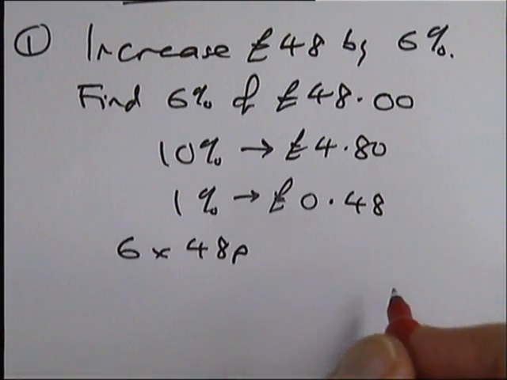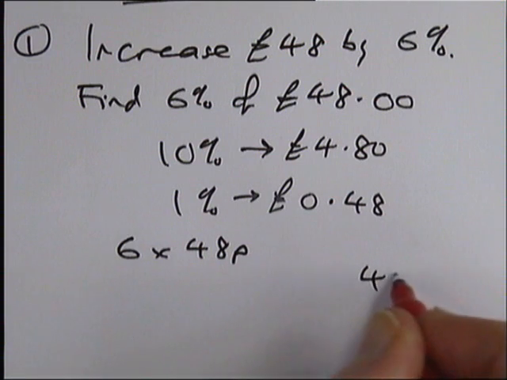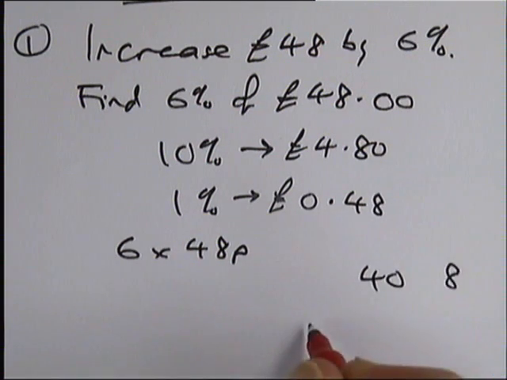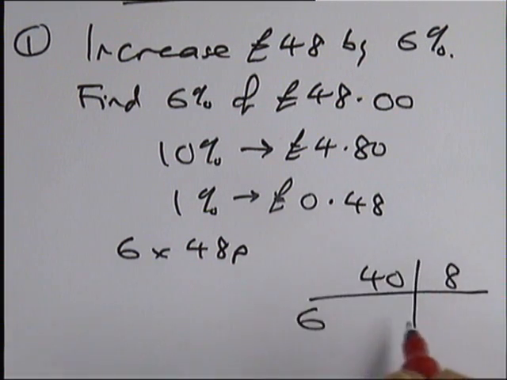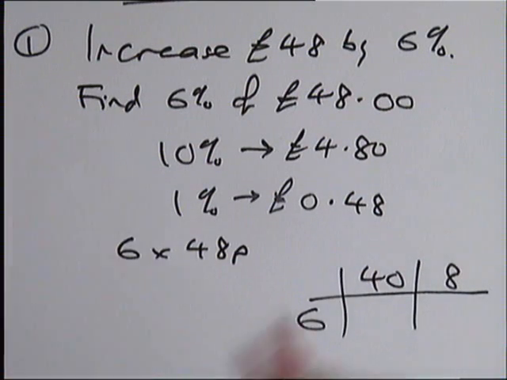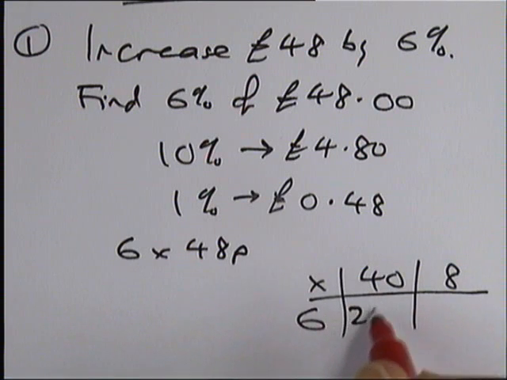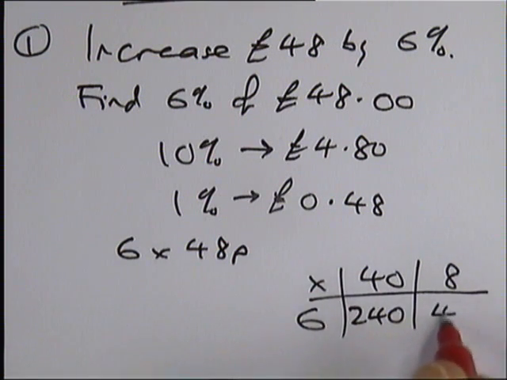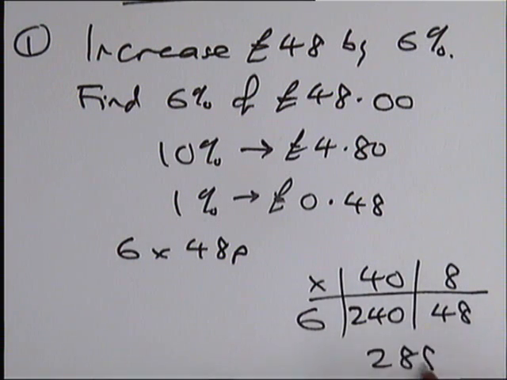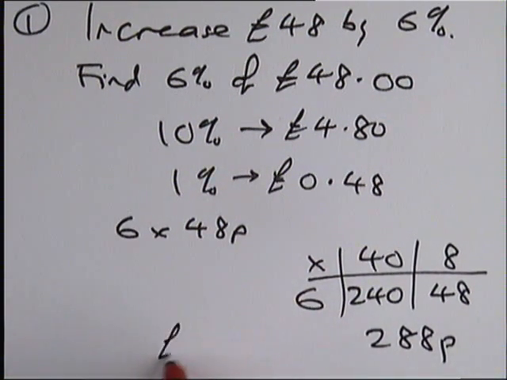So doing 6 lots of 48, whichever way you do it, it doesn't really matter. I'm going to do 40 and 8 times by 6. 6 times by 4 is 24, and I need to put a naught in. 6 times by 8 is 48. And if I add those two numbers together, I'm going to get 288. So 6 lots of 48 is 288 pence, or in pounds and pence, £2.88.